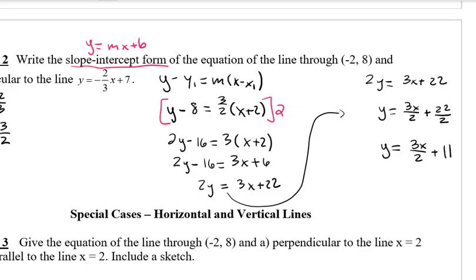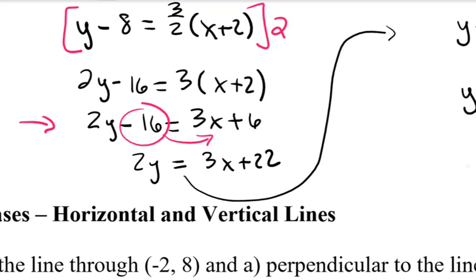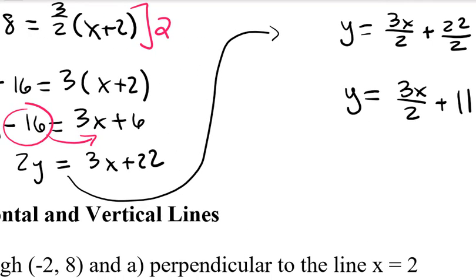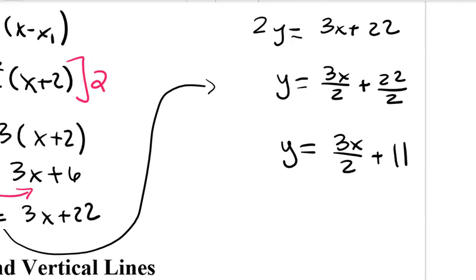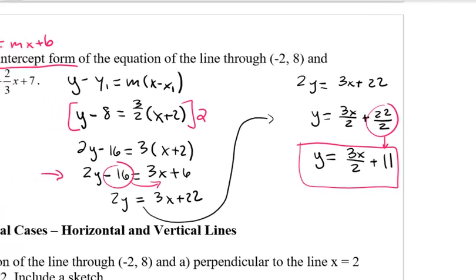When we get down, after we distribute, to this line, 2y minus 16 equals 3x plus 6, we're just going to take this minus 16 and move that over to the other side. From there, when we end up with 2y equals 3x plus 22, I'll just rewrite that over here a little bit. We're going to start by dividing everything by 2. Some of you can probably do this step in your head. So this 22 over 2, we know that's going to reduce all the way down to 11. So the equation of the line in slope-intercept form would be y equals 3x over 2 plus 11.